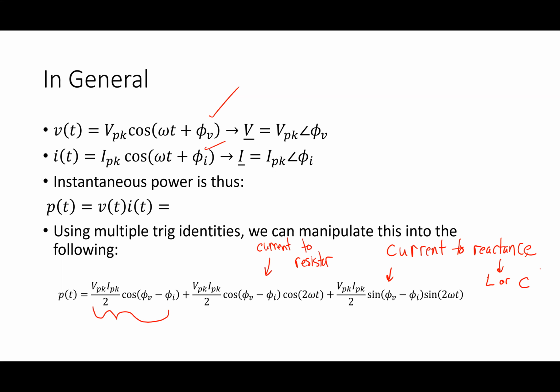This term right here is all constant. This one I call P. If you take the average of this whole thing, these terms have time dependency. What was the average value of cosine? 0. The average value of this one? 0. So this first term is my P term. Little p or big P? Big P.